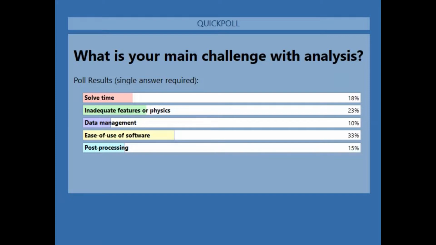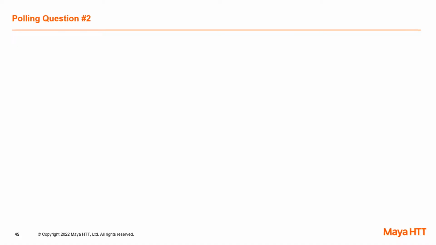So some interesting feedback. It's actually quite spread. Challenges with solve time, I would say it's physics and features requirements. So we'd definitely be interested in finding out a bit more of that and ask some questions. If you've got particular features in mind, if you'd like to find out more, feel free to put those in the questions. Data management challenges, a little less. Ease of use is coming out really high. Okay. It's an interesting one. And then post-processing. So Ryan, I'm going to hand the ball back to you if that's okay. Yeah, perfect. Sounds good.